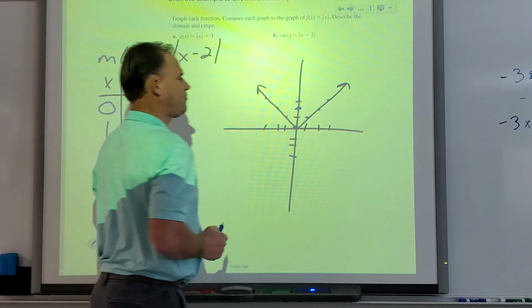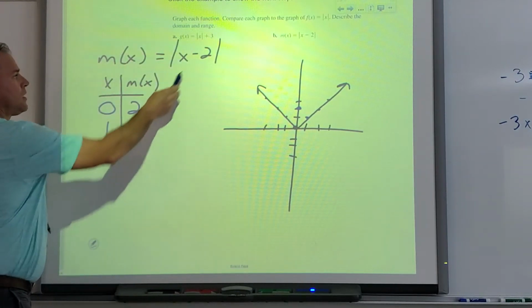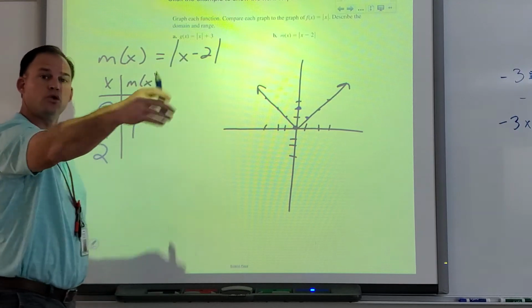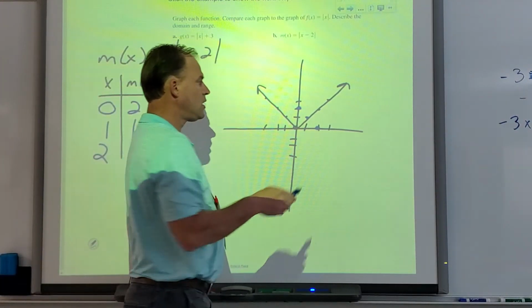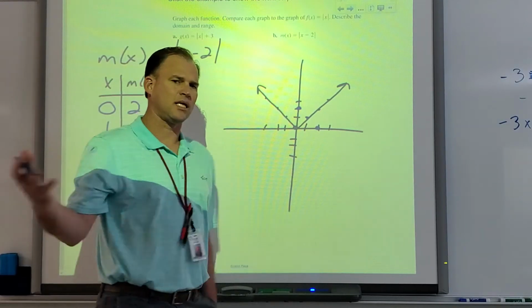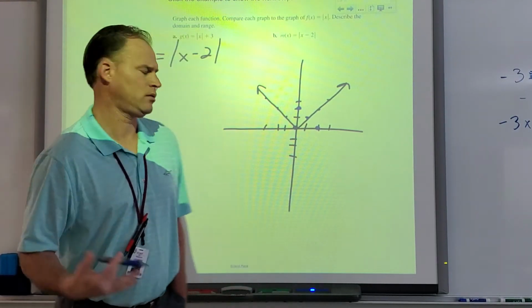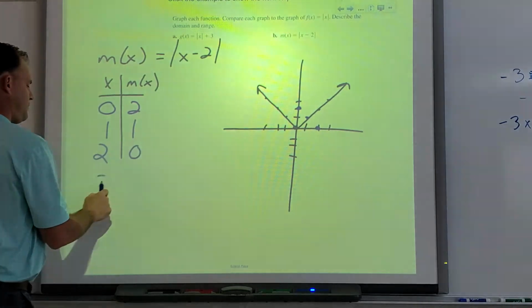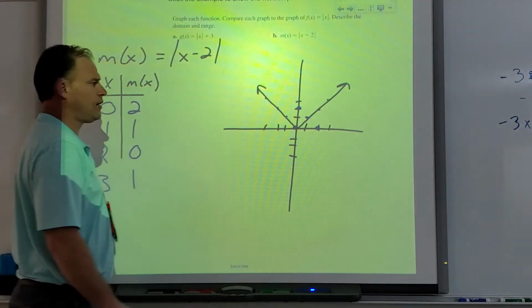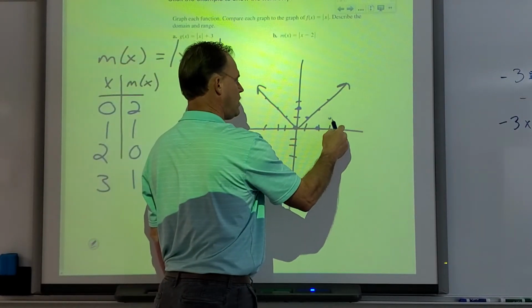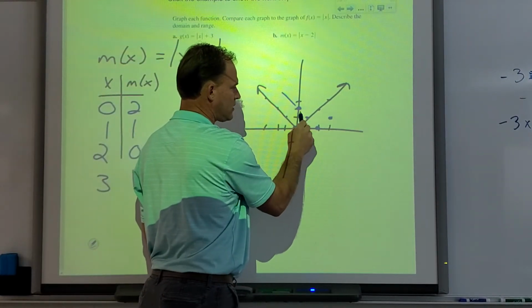So now I'm here. Do it again. Plug in 2. 2 minus 2 is 0. Absolute value is 0. So now I'm going this way. Still haven't found my vertex, so I got to keep going. Plug in 3. 3 minus 2 is 1. Absolute value is 1. 3, 1. And now I've found my vertex.